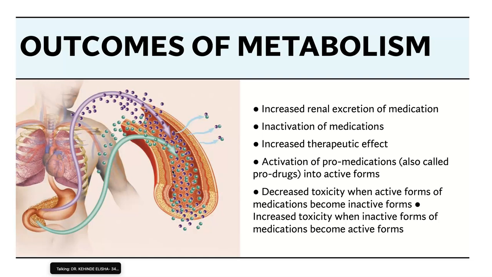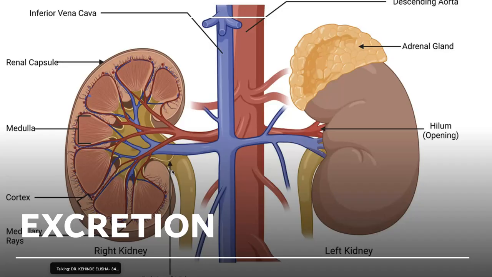Now, outcomes of metabolism. It can increase renal excretion of medication, inactivation of medications, increase therapeutic effect, activation of pro-medications called prodrugs into active forms, decrease toxicity when active forms of medications become inactive, and increase toxicity when inactive forms of medication become active forms.